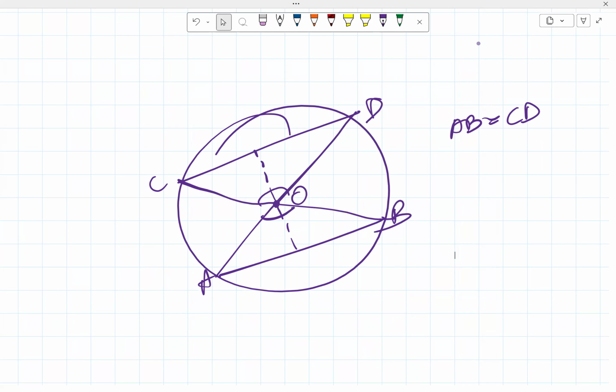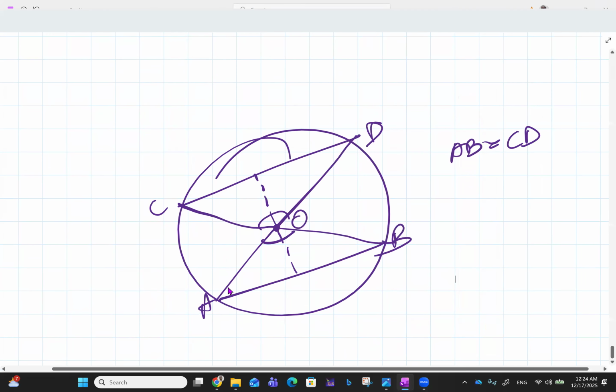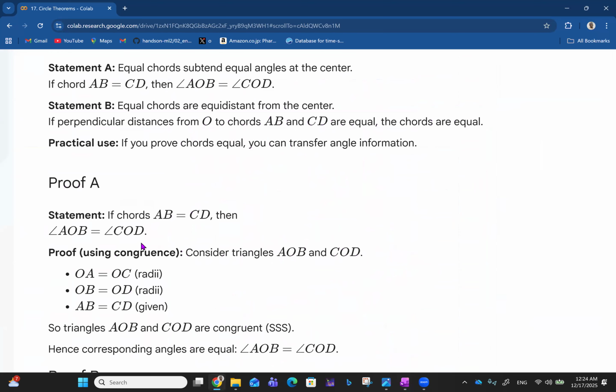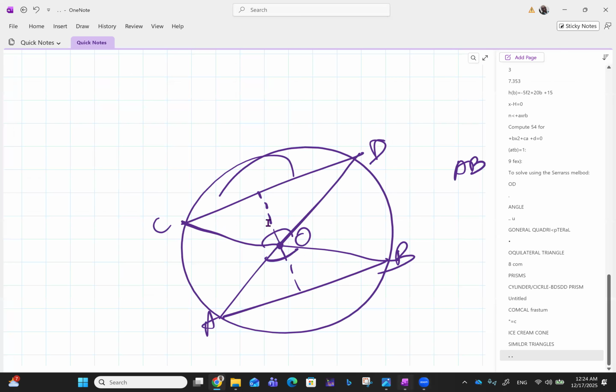So what does the proof say? Let me look at it. There are two statements. For the first proof, very straightforward: if chord AB is equal to CD, then angle AOB is equal to angle COD. That's really easy. So that means this angle AOB is equal to angle COD right here.